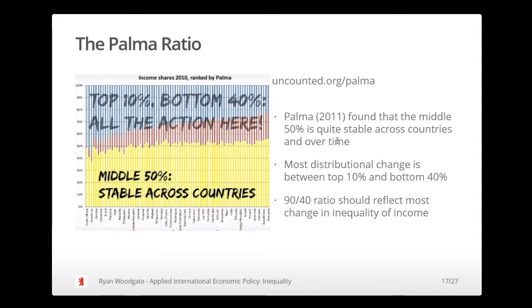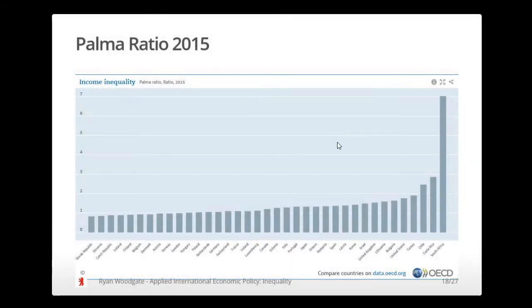So Palma was basically saying, given that the distributional change typically tends to be between the top 10% and bottom 40% of income earners, use that ratio, because it will tell you a lot more about the actual distribution. Again, we have some data for 2015. Again, we see South Africa comes up top in this Palma Ratio inequality measure. And again, we have the Eastern European, Scandinavian economies on the left-hand side with the lowest levels of income inequality by this measure. Germany is somewhere in between.